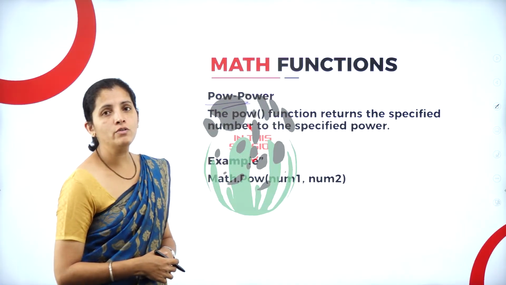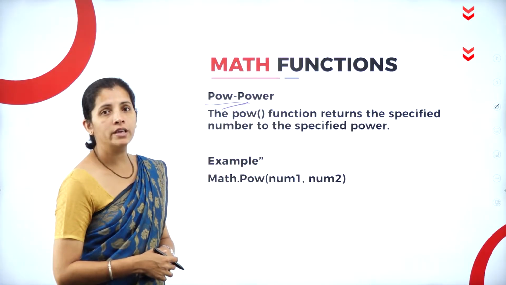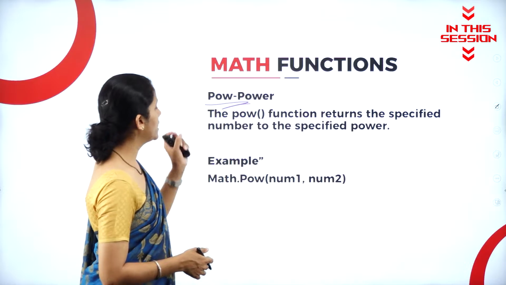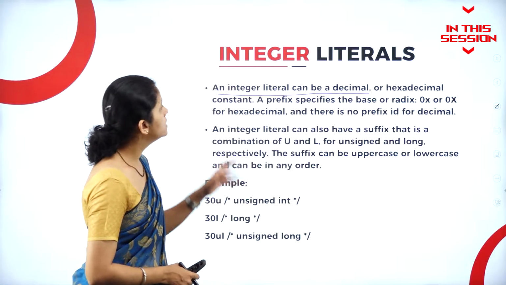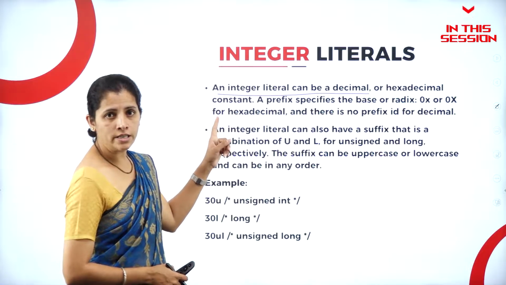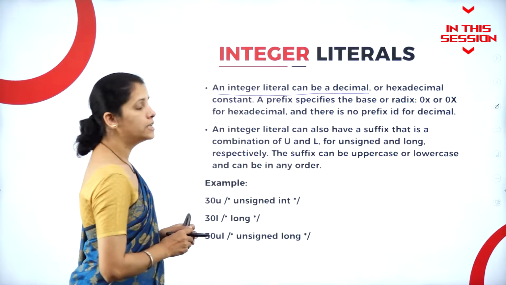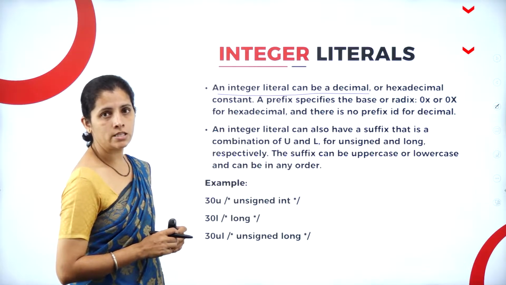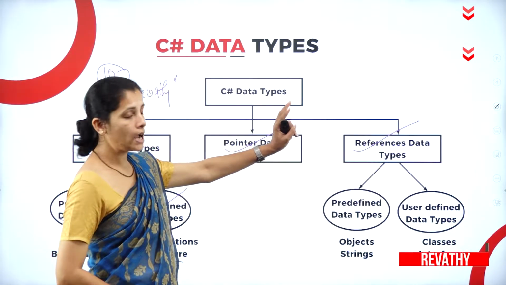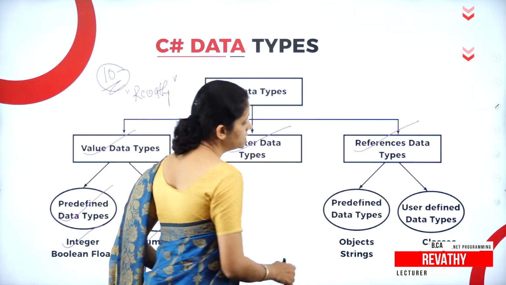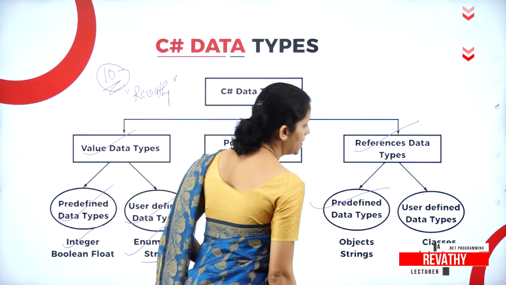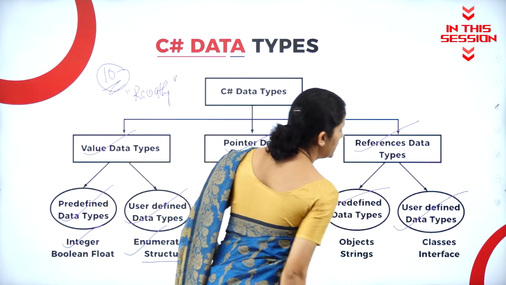Suppose if I want to find the power of a given number, then I can use the power function. While defining an integer constant, I can use a decimal number or a hexadecimal number. Reference data type is further classified into two types, that is predefined data type and user defined data type.